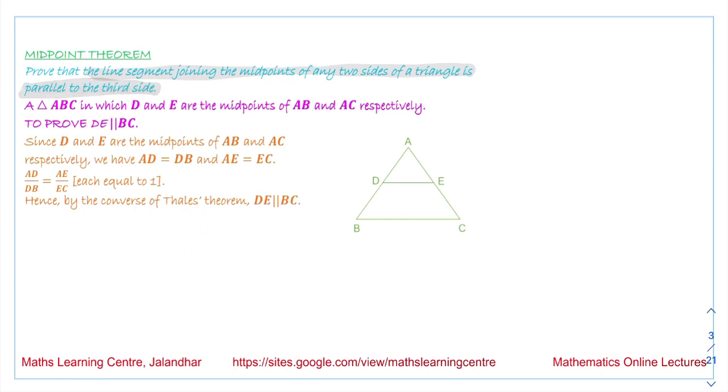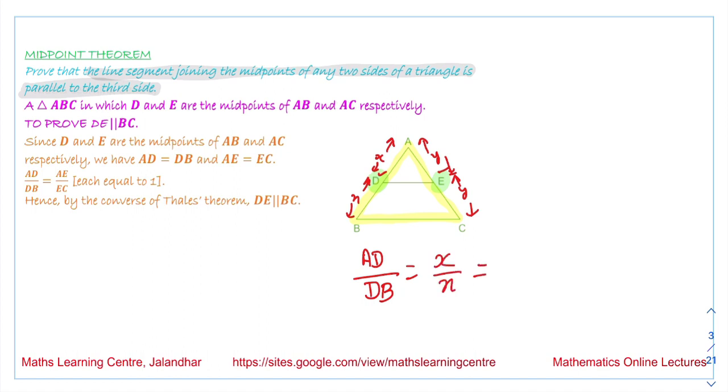The proof is simple. We have a triangle given to us. Suppose D and E are the midpoints. If these are the midpoints, it means if this AD length is X, then this length DB is also X. If AE length is Y, then this length EC is also Y, because E is the midpoint of AC and D is the midpoint of AB. So what we get is that AD over DB is equal to X by X, that is equal to 1, and Y by Y is AE over EC.